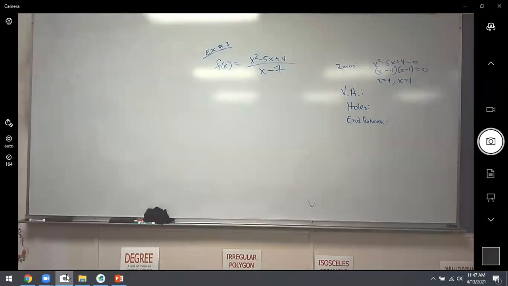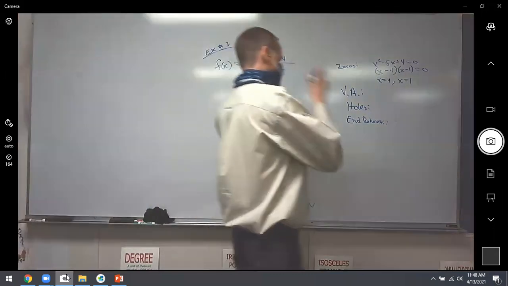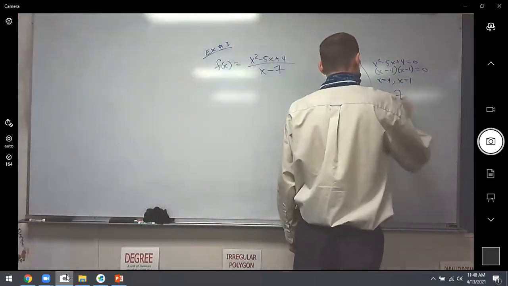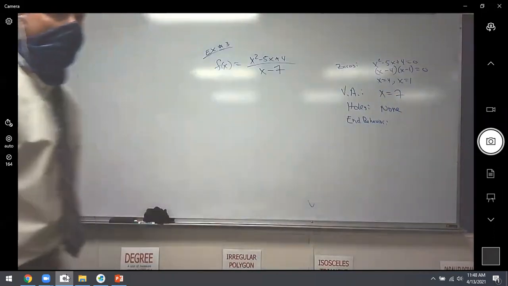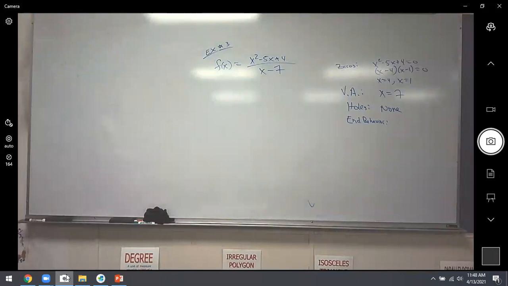Vertical asymptotes, is there a number that just makes the bottom 0? 7, yep. Does 7 make the top 0 too? No, only 4 and 1 does. And since there is no number that makes the top and bottom 0 at the same time, again, there's no hole. That's what a hole is, a number that makes the top and bottom 0. And we're going to find the end behavior with the other trick, long division.